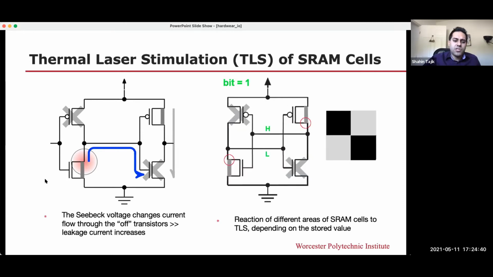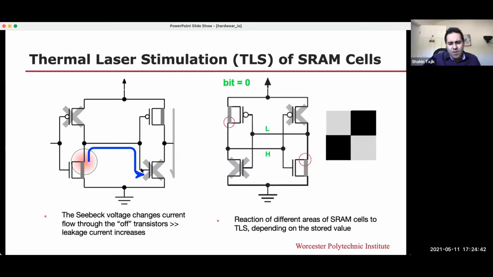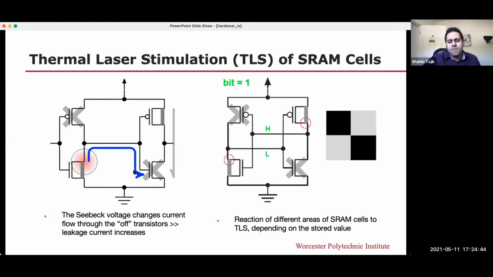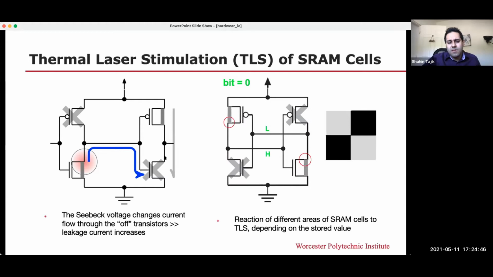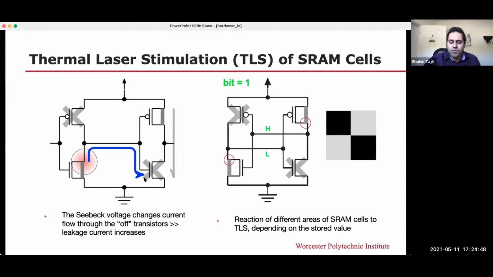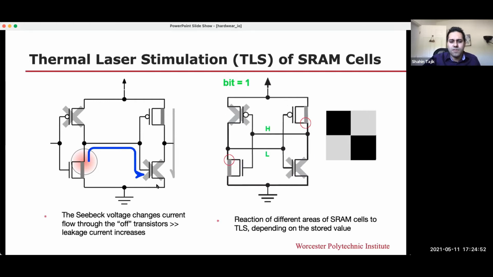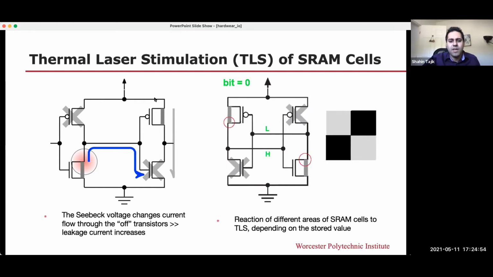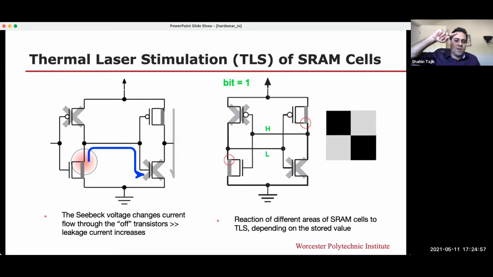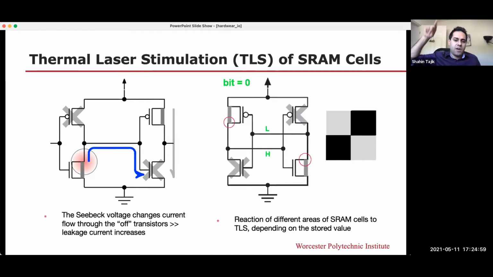So it creates a voltage source which opens one of these off-state transistors for a short amount of time. So then you have a short circuit, or transient short circuit, for a very short amount of time, and then suddenly you are expecting a peak in your power consumption.